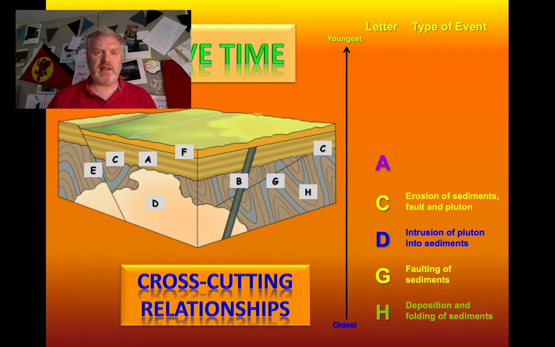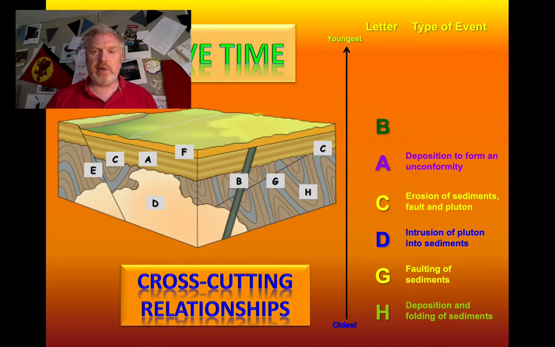The next thing then is A. So we get deposition of beds above to form that unconformity. Because you'll see they cut across all the things that are below A on that list.